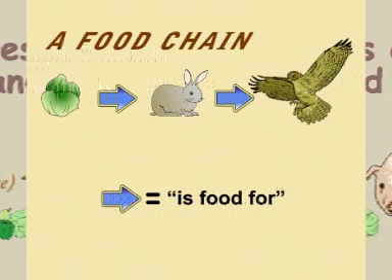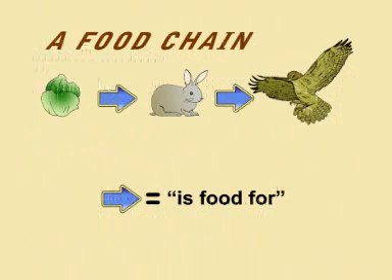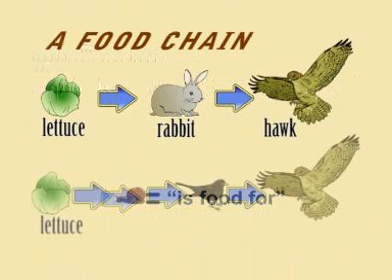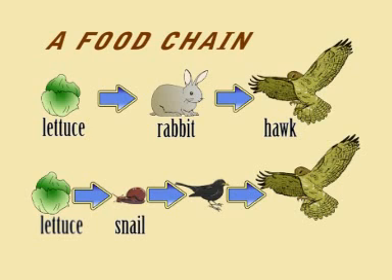A food chain shows what feeds on what. For example, lettuce is food for a rabbit, and a rabbit is food for a hawk. Lettuce is also food for a snail. A snail is food for a blackbird, and a blackbird is food for a hawk.